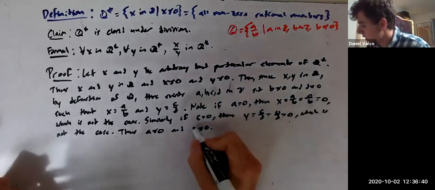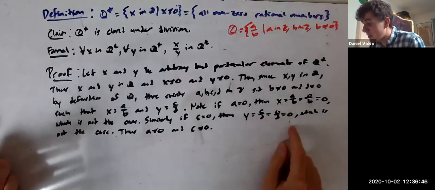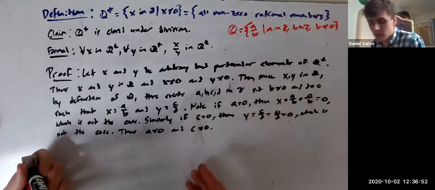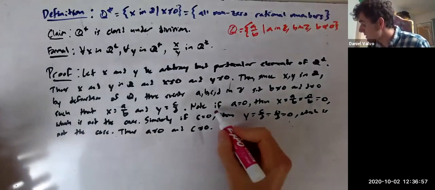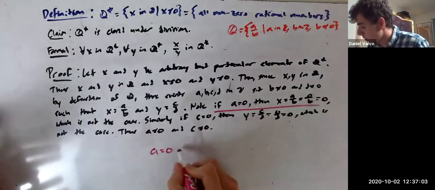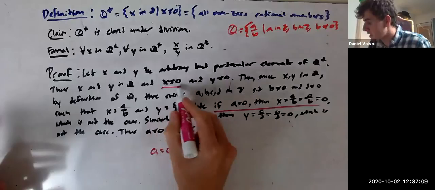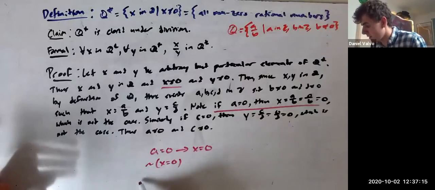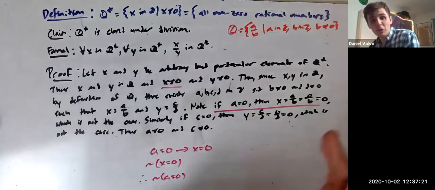The intuitive idea being, once again, if C was 0, that means Y is 0. We know by definition of Y being in Q star, Y is not 0. So C must not be 0, because it would lead to something we know is not true. And this is exactly what modus tollens or contradiction is. Because this statement right here says that A equals 0 implies X equals 0. But we know from this statement right here, not X equals 0. Therefore, not A equals 0. We're using modus tollens here.